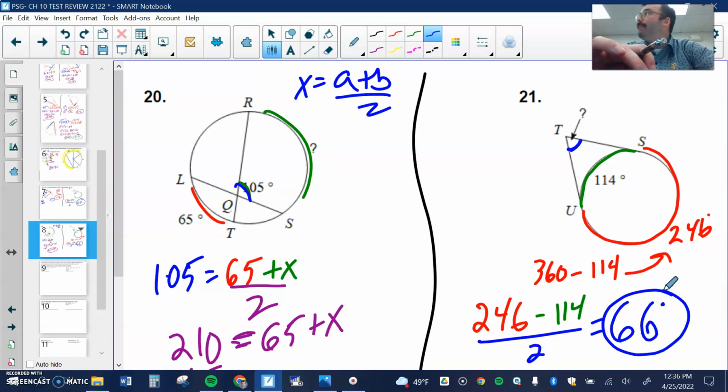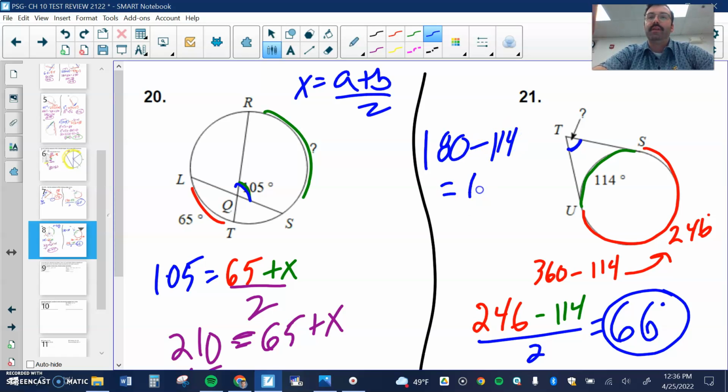Okay, now some of us may recognize this is an ice cream cone problem. I could have just done 180 minus 114. That would also work. There are two different ways to attack that. I'm going to pause here and do the last page on the next one.